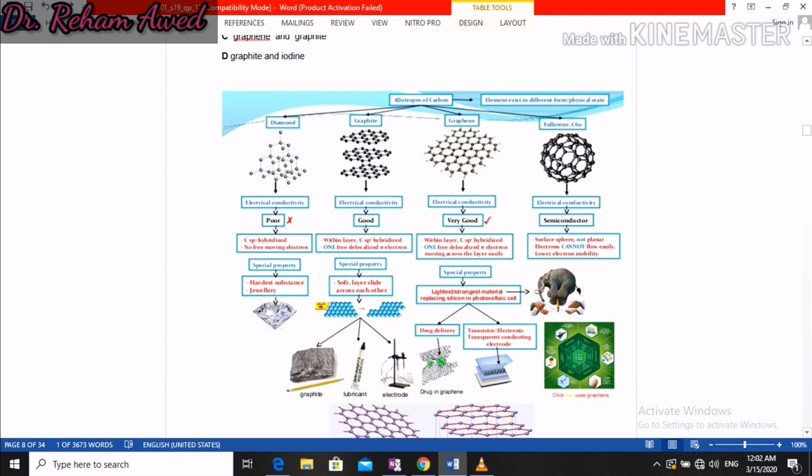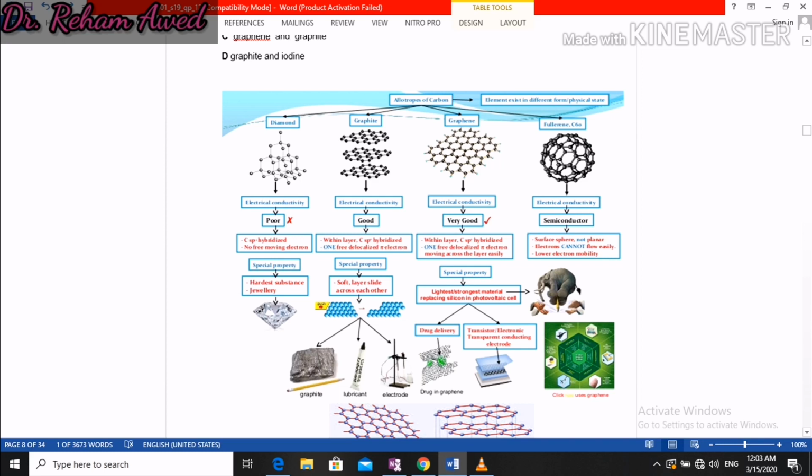And of course, graphite is one of the macrocovalent compounds with different uses. It can be used in pencils. It consists of soft layers. It is a lubricant, and it's used in electrodes, as it is a very good conductor of electricity, and also it has a high melting point, so we use it as a good conductor of electricity.